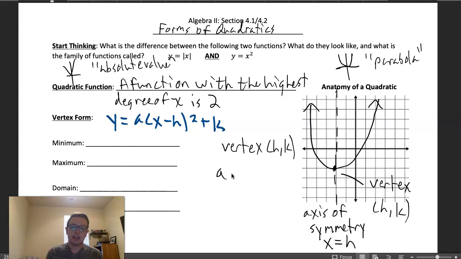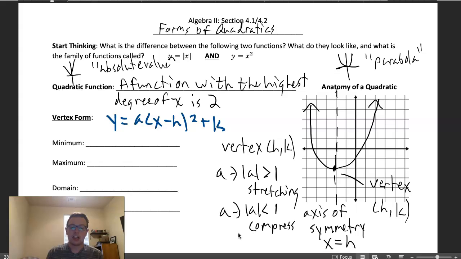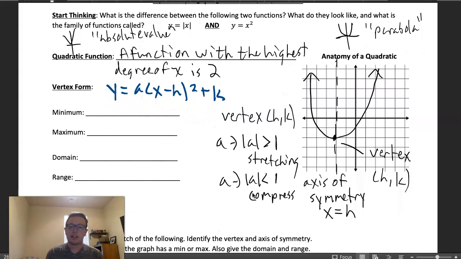Other important information: a determines a lot of information. a determines whether we're stretching or compressing. If the absolute value of a is greater than 1, or if a is larger than 1, we are stretching. If a is less than 1, that means we are compressing. And the positive or negative sign tells us whether we open up or down. So if it's positive, we open up, and if it's negative, we open down.